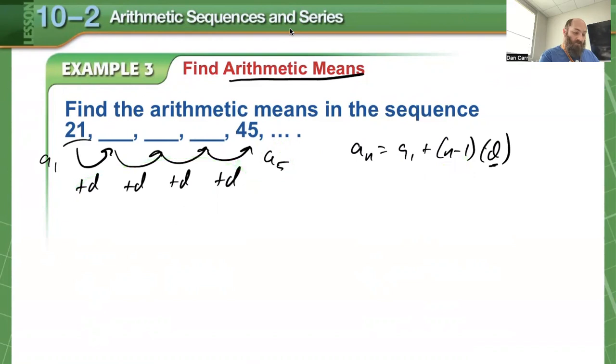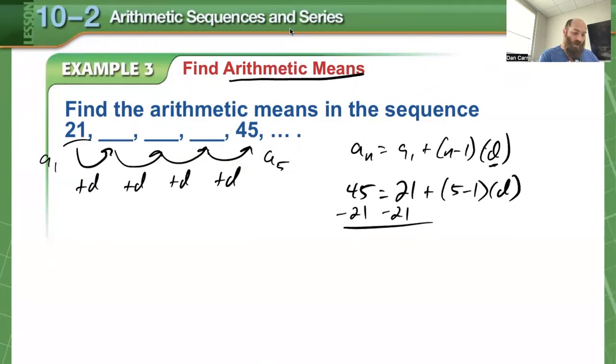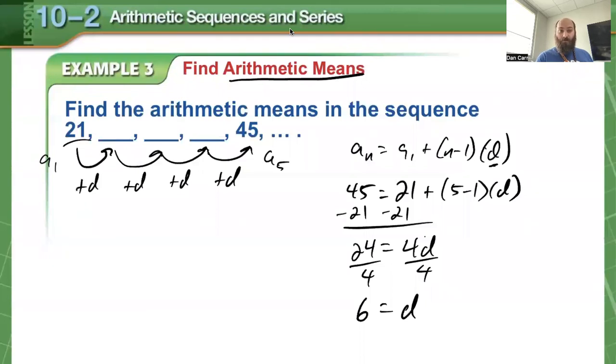I have a sub 1 and I have a sub 5 is 45, so let's set that up. 45 is equal to 21 plus 5 minus 1 times d. Okay, so I'm going to subtract the 21 over, and the 5 minus 1 gives me 4. So I have 24 is equal to 4d. And then I divide by 4 and I get 6 for my common difference.